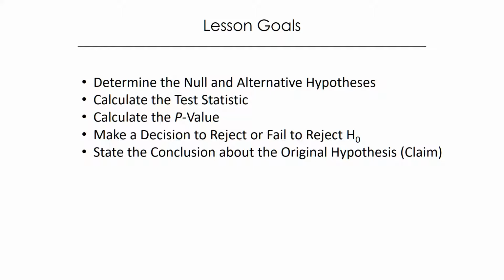The lesson goals are to, first of all, determine the null and alternative hypotheses, then calculate the test statistic and calculate the p-value, and then make a decision to reject or fail to reject the null hypothesis, H sub 0, and finally state the conclusion about the original hypothesis or claim.